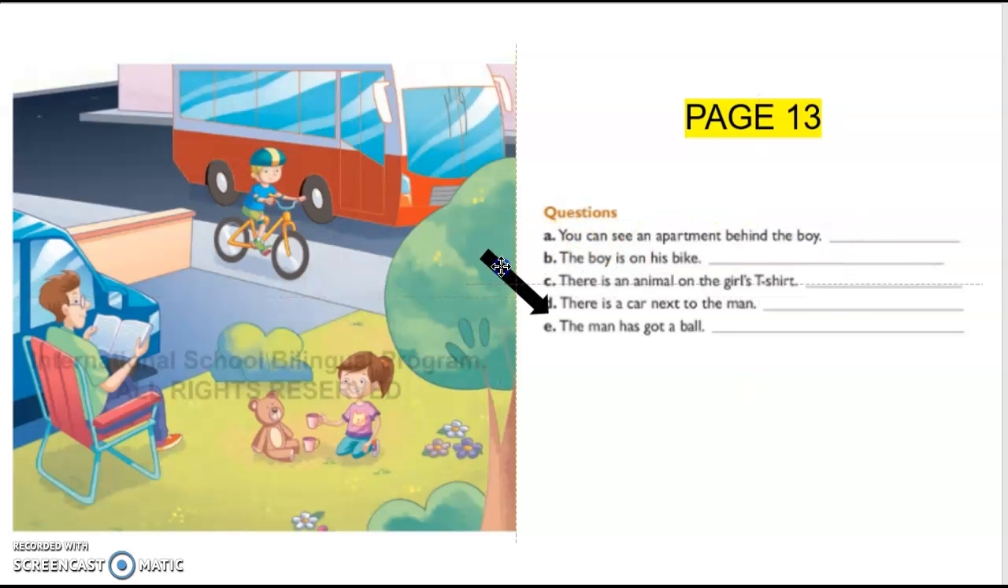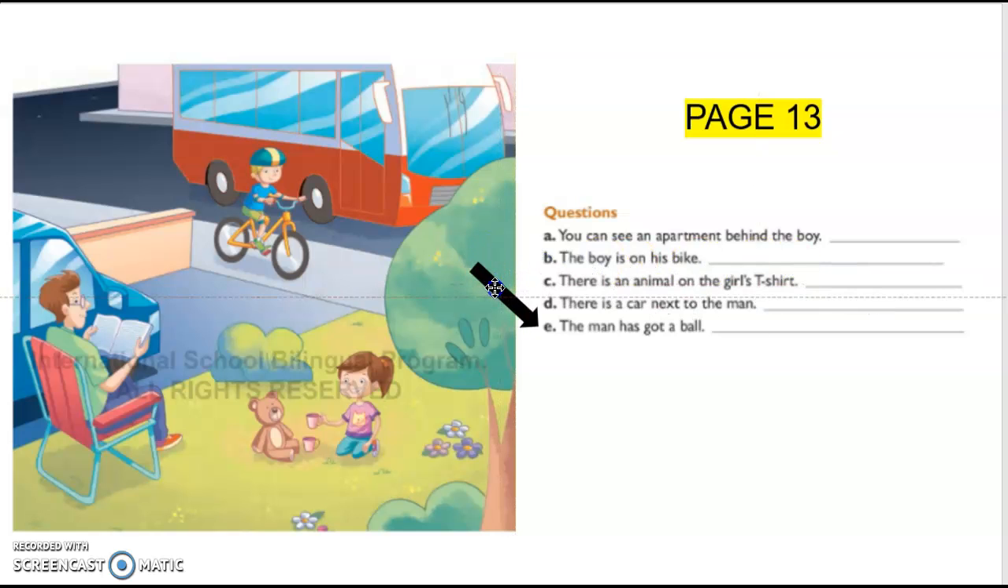Okay? Let's go to letter D. There is a car next to the man. The man is here and the car is here. The car is next to the man. Let's review. What's the meaning of next to? Próximo, ao lado. Okay? The car is next to the man. You are going to write yes or no.